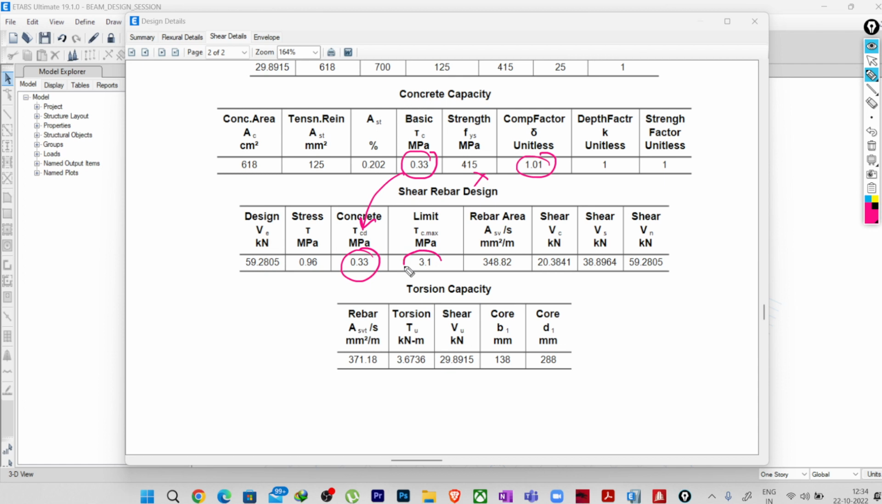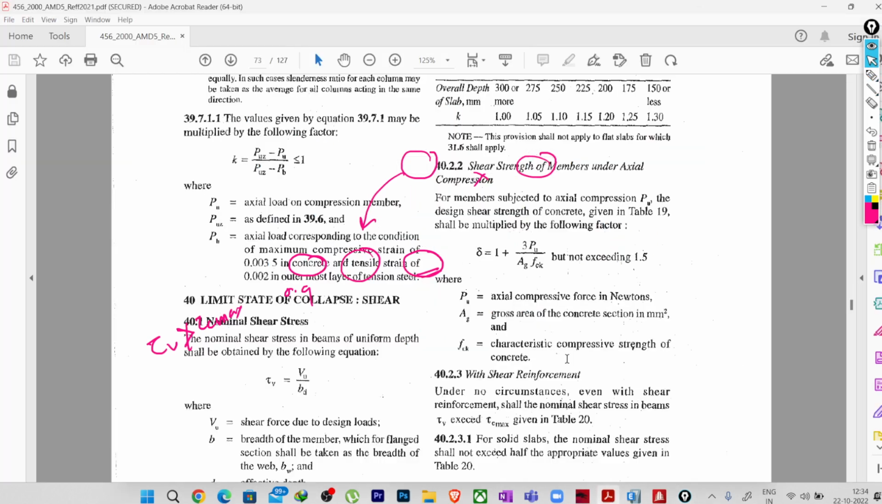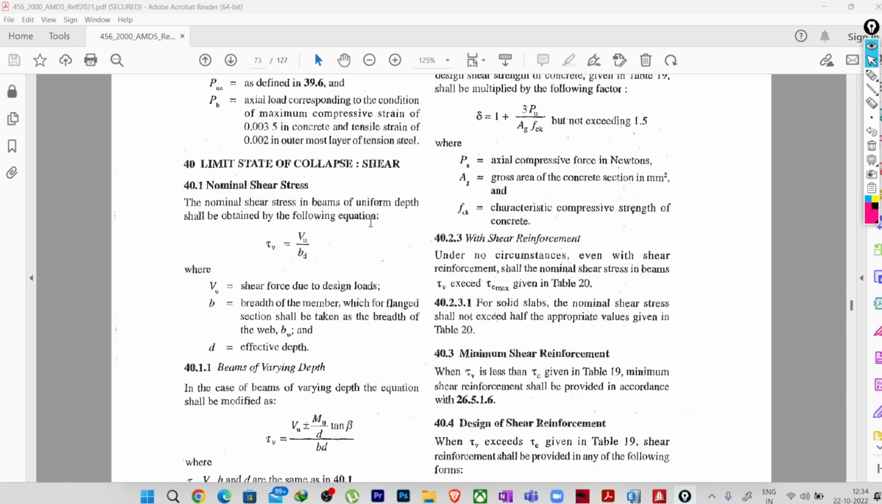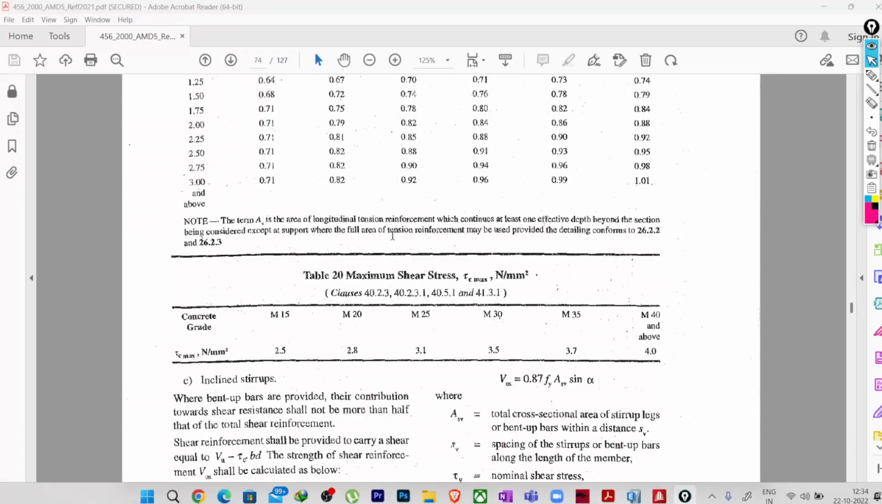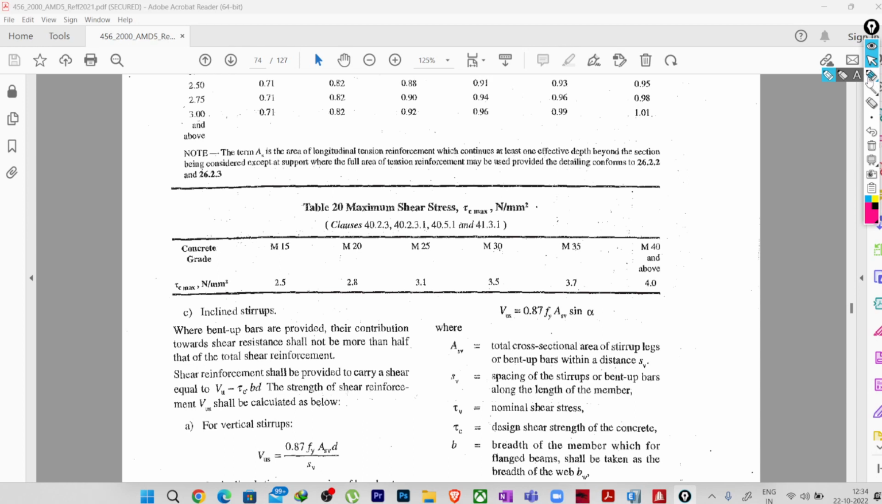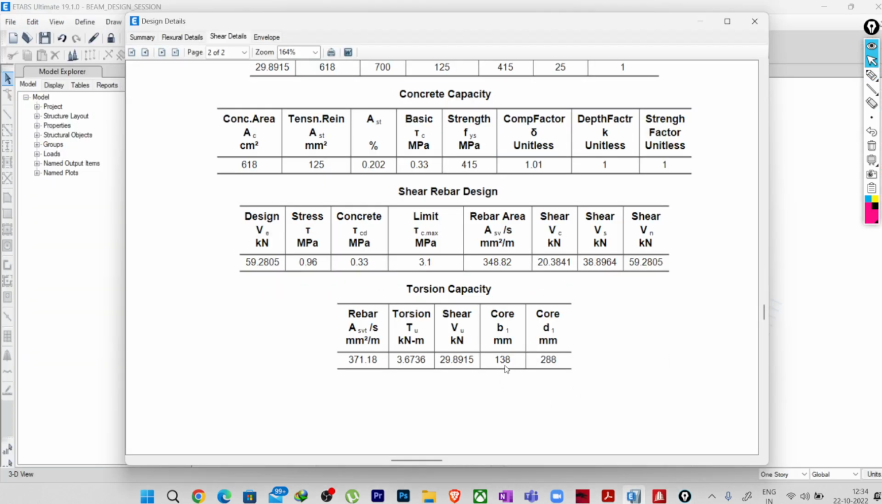Fine. Now this is the tau c max that we have seen, that the tau v should not be greater than tau c max. The tau v we are getting is 0.96. Tau c max is 3.1. From where did we get this 3.1? You go to the code, you will see that in Table number 20 it is written clearly. For M25 grade of concrete, the tau c max value is 3.1 Newton per mm square. Okay, can you relate the code provisions given and the software results?